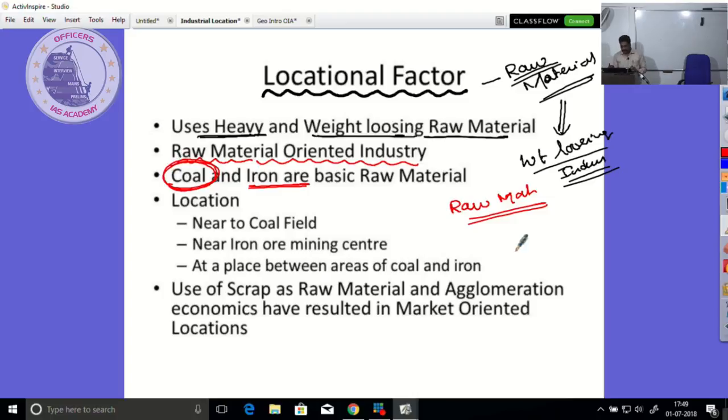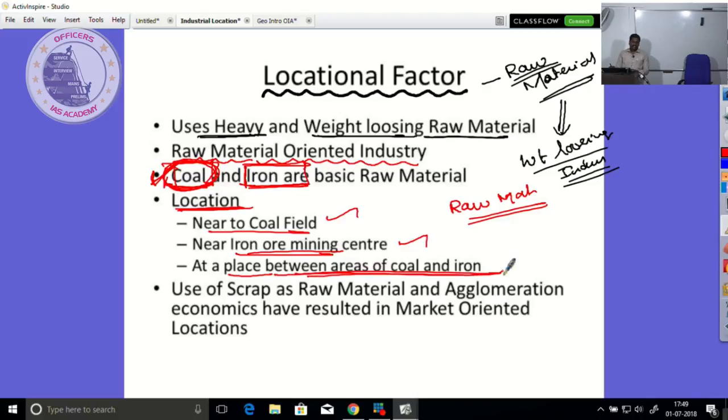Now, taking both cases, availability of coal as well as availability of iron ore, how many combinations are there when I talk about location? Either it can be located near the coal field, or near the iron ore mine, or at a place between the areas of coal and iron. Now, what we see in reality, the third is the most common one. The industry is located at a place where you have almost equidistance, or where you have access to both very near to each other.